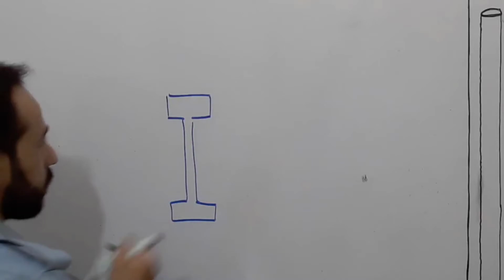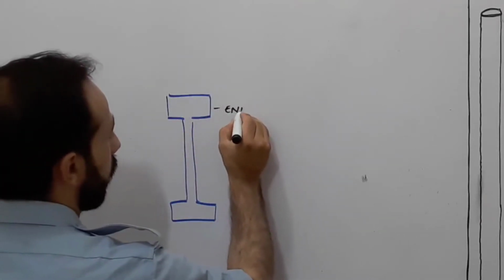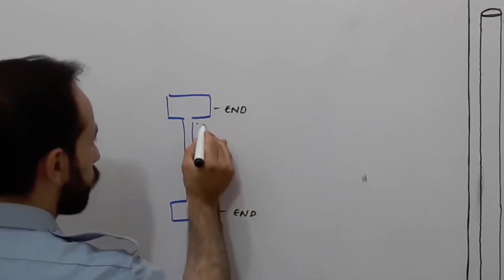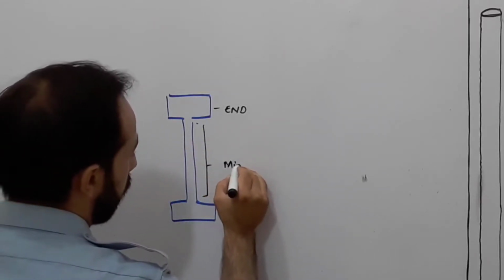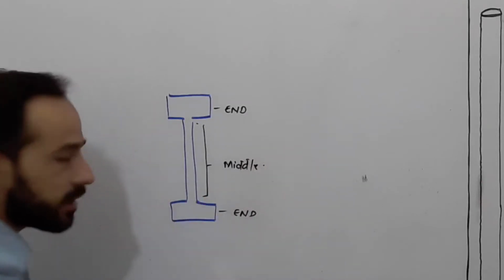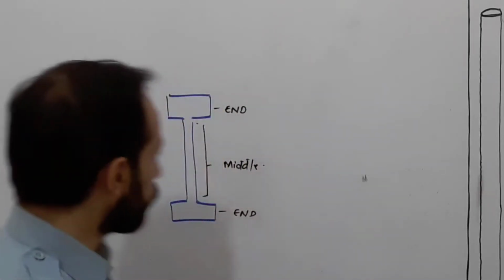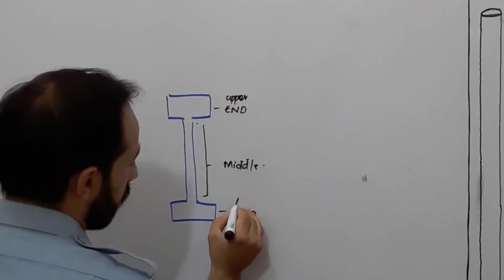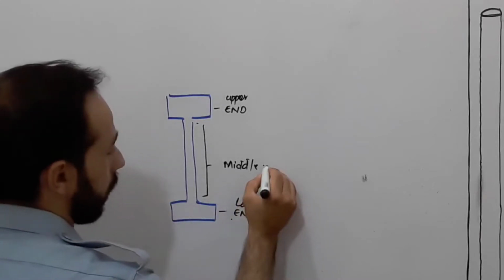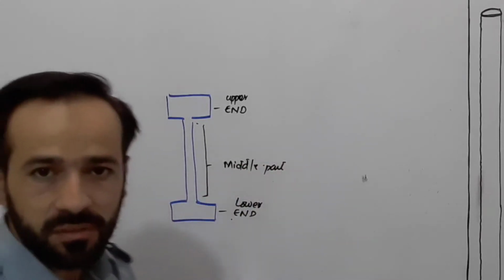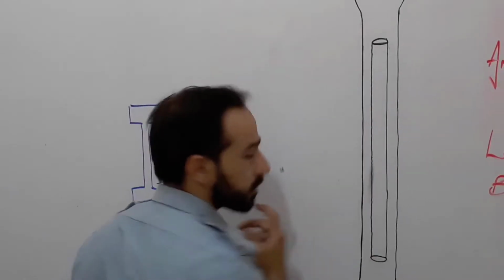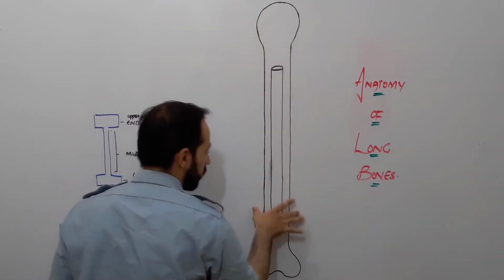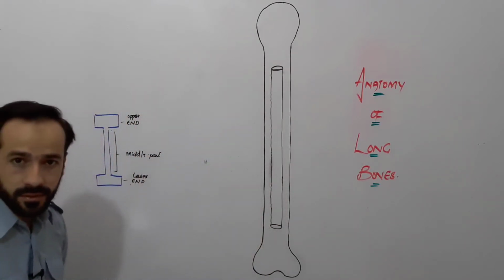And you know that this long bone has one upper end, one lower end, and in between these two ends, this is the middle part, right? It's quite easy. So a typical long bone should have an upper end and a lower end and a middle part. That's so simple, right? So as you can see here, this is an upper end, this is the lower end, right, and this is the middle part, right?